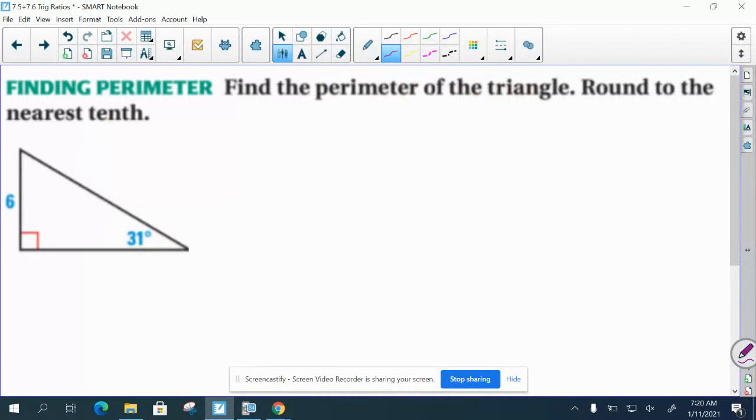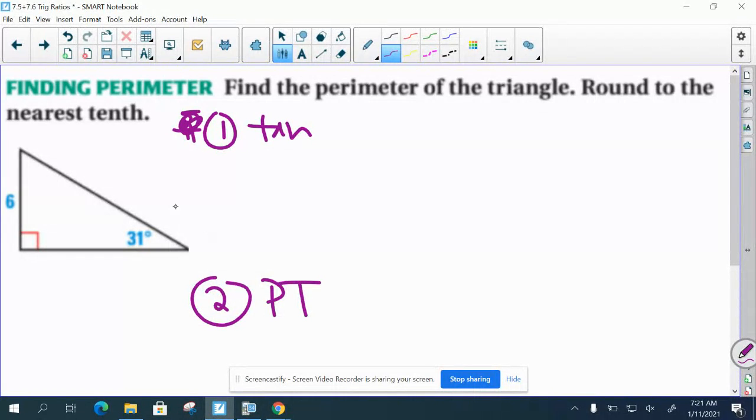Actually, wait, we have one more to do. Find the perimeter of the triangle, round to the nearest tenth. Okay, so if I want to find the perimeter, I need to know this side and the hypotenuse. So one thing we could do is we can find the tangent. We could use the tangent. And then to get this side, and then we can use Pythagorean theorem to get the hypotenuse.